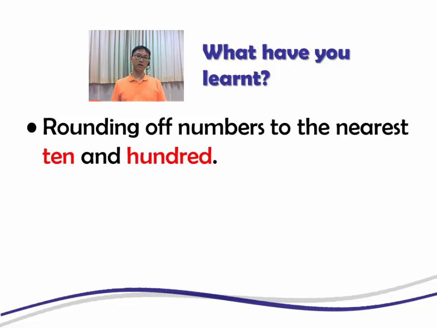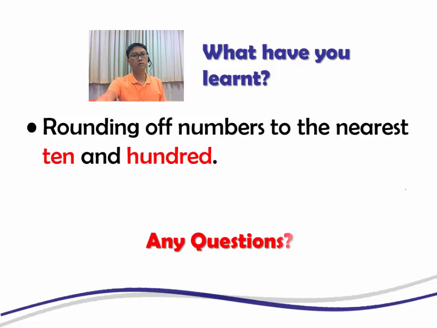So what have you learned today? You have learned how to round off numbers to the nearest 10 and hundreds, and you have learned how to use the circle and underline method, which is a very fast method to round numbers off. Do you have any questions for me or any questions for your teachers? If you have, write them down in your video worksheet and come back to class. Let's discuss, let's learn from one another. See you back in class, everybody.